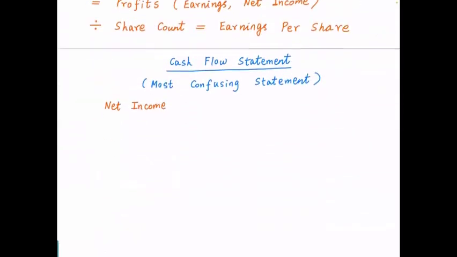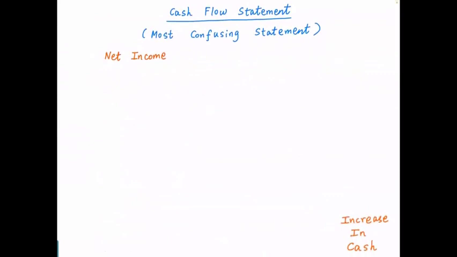Okay, so the last statement is the cash flow statement. And in my experience, of the three statements, whenever I try to explain the financial statements to people, the cash flow statement is the most confusing statement. People just don't understand the cash flow statement as well as they understand the income statement or the balance sheet. And the reason why it is so confusing is that most people, when they think of profits, they think of cash. So if a company made $1 billion in profits, then it must have $1 billion of cash with it, right?